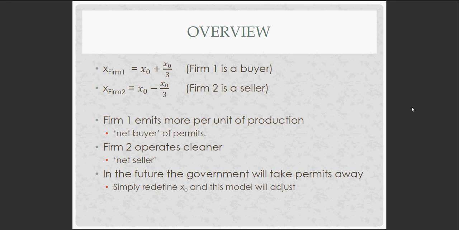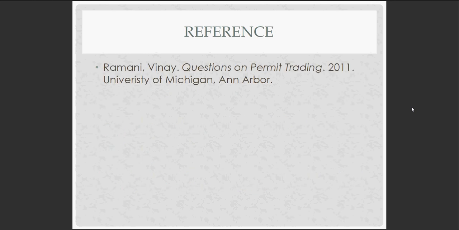As years go by, the government may most likely wish to reduce the emissions further. They will do this by removing permits from the market. The new allocations of permits can be determined by redefining X sub O. And that about wraps up permit trading. I hope this helped you grasp a firmer understanding of the way permit trading works and how to find efficient costs, allocation, and prices under a given scenario.